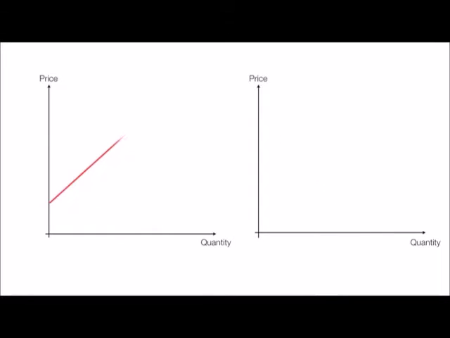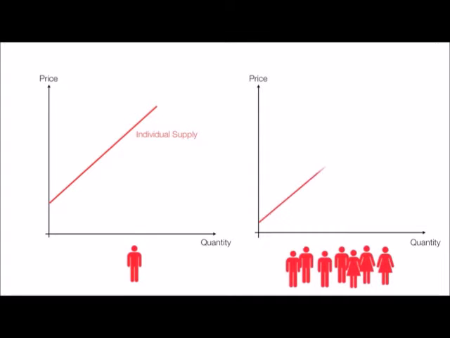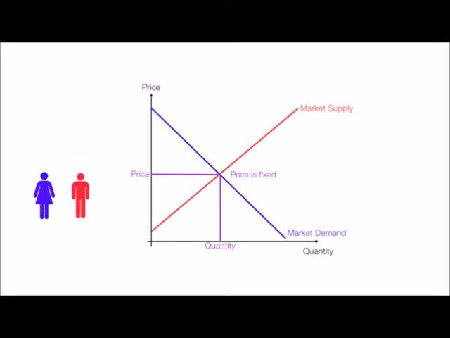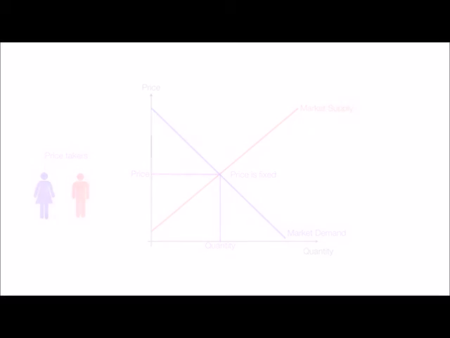Now I'll make the same assumption about market supply. Here's individual supply, one supplier, and a market supply. Changes in individual supply have no impact on market supply. Now, if I draw in market supply and market demand, that's our market price and market quantity, price is fixed. In other words, suppliers and buyers see price as fixed and they're price takers.